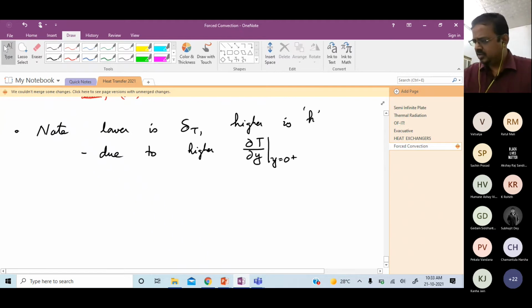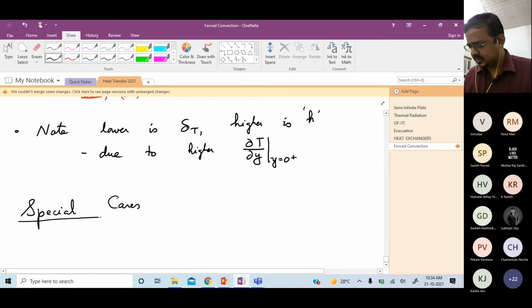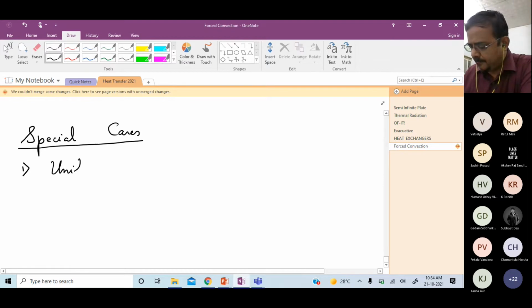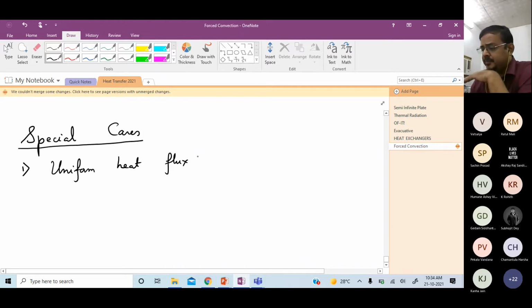All right. So now moving forward, this is about theoretical derivations. After this, we will talk primarily about correlations. So let's look at these special cases. The first one, uniform heat flux. What happens if the boundary condition at the wall is not uniform temperature, but uniform heat flux?